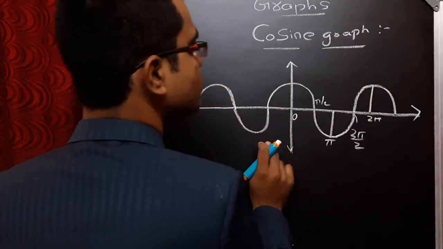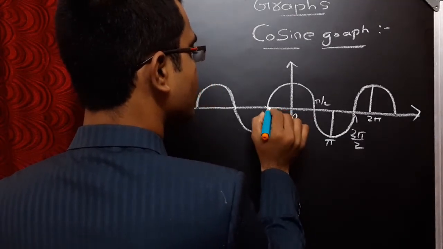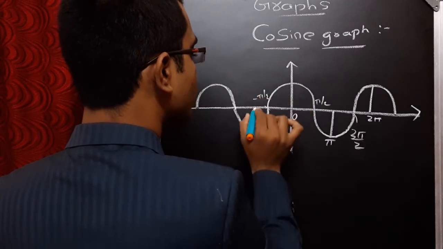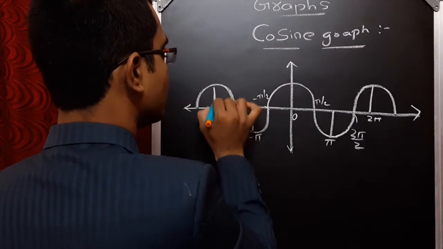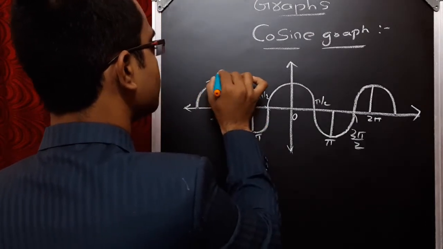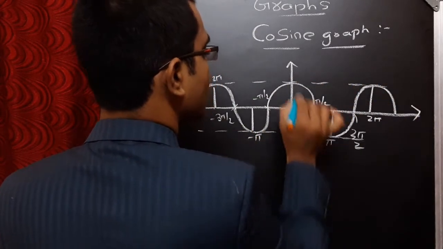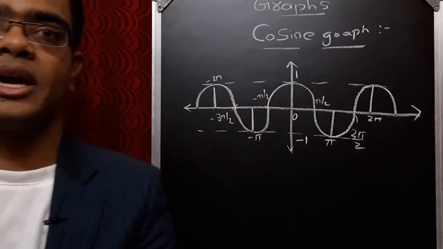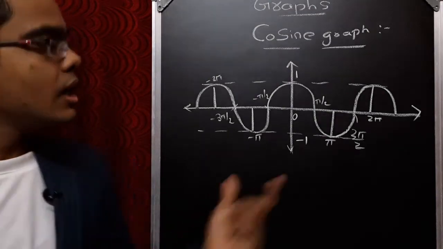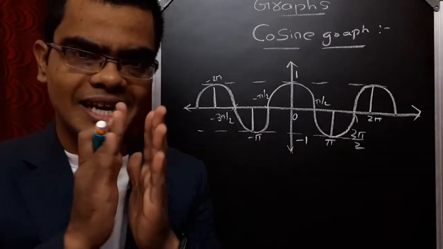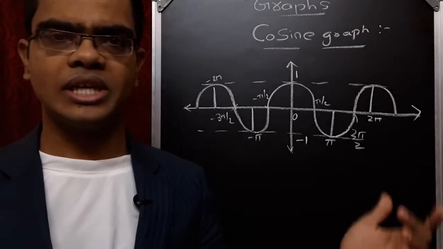If you see carefully, the same values will come over here: minus pi by 2, minus pi, minus 3 pi by 2, and minus 2 pi. Again the graph is running from minus 1 to 1. I think this should be a very clear point. The graph is running from minus 1 to 1 only, so the range is minus 1 to 1. If you see the domain, nowhere is the graph breaking, so we can say that all real numbers is the domain for the cosine graph.